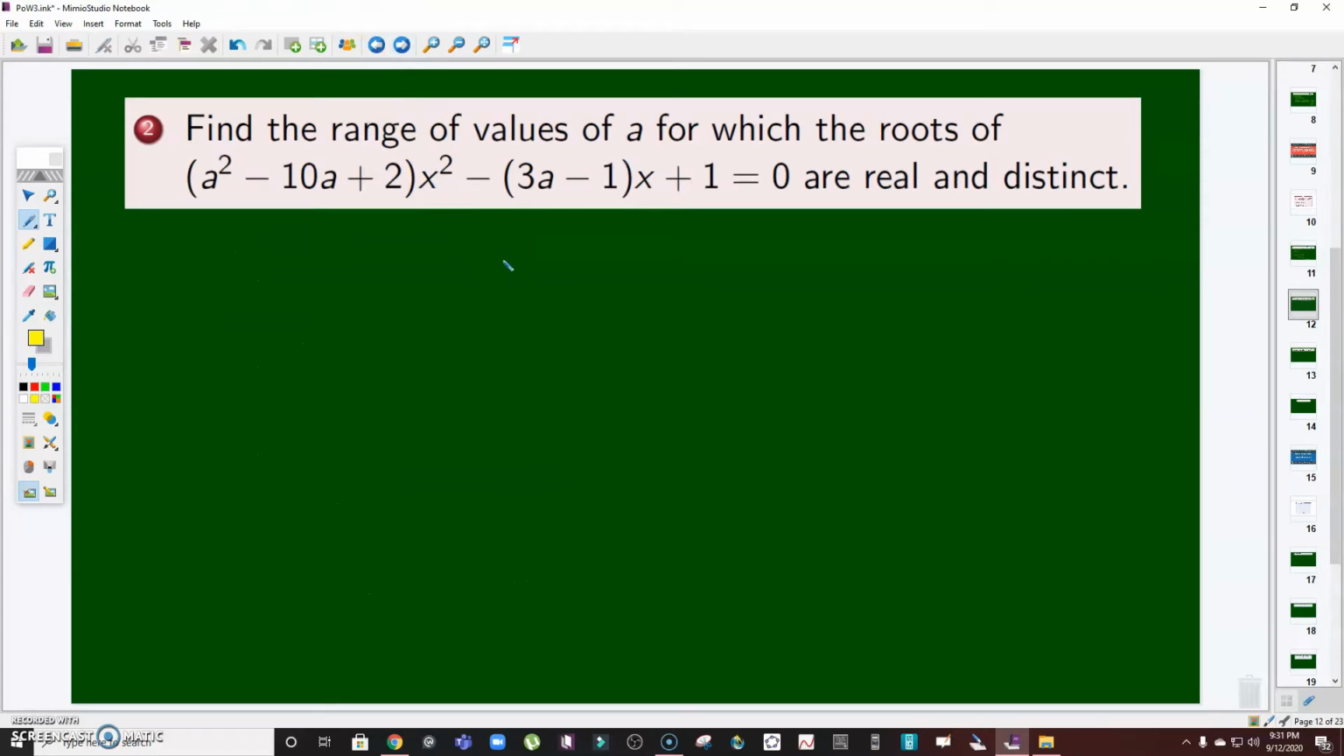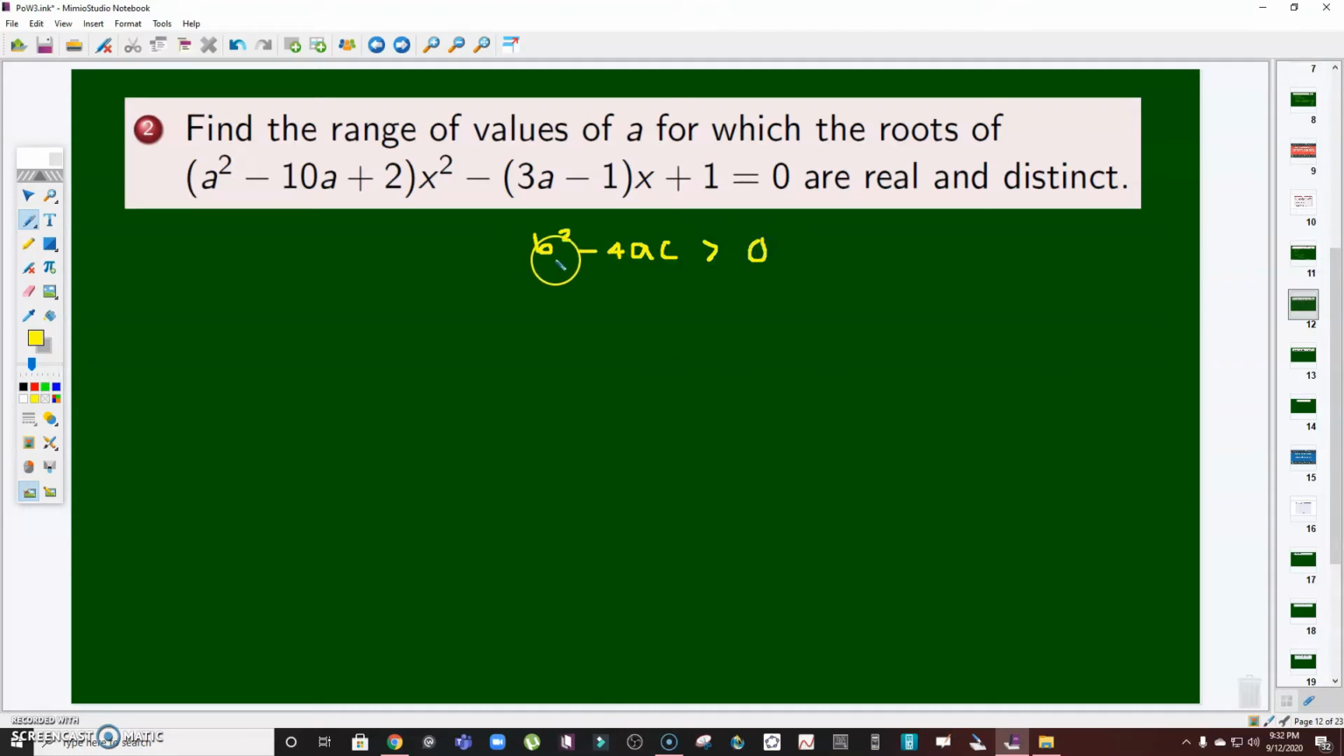Find the range of values of a for which the roots of the quadratic equation quantity a squared minus 10a plus 2 x squared minus the quantity 3a minus 1 x plus 1 equals 0 are real and distinct. Okay, real and distinct. Take note, when you say the roots are real and distinct, the concept that we have to recall here is that the discriminant, b squared minus 4ac, should be greater than 0.